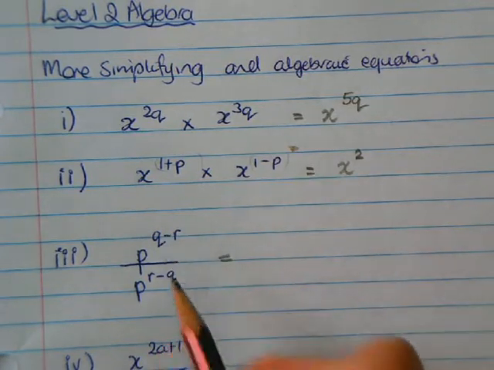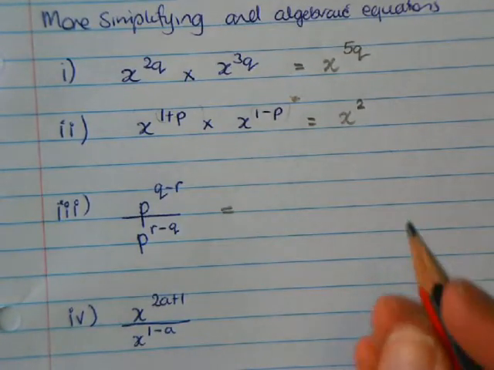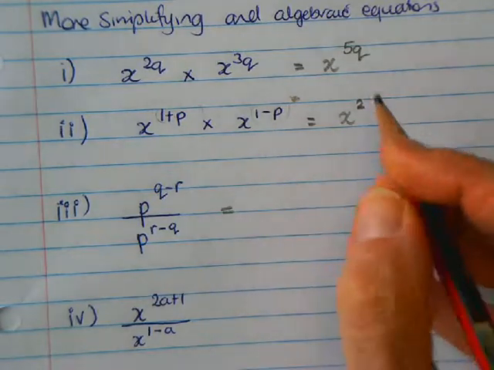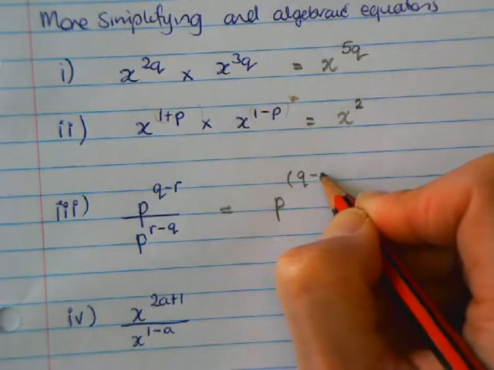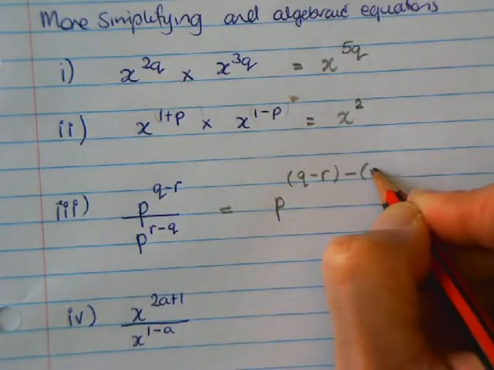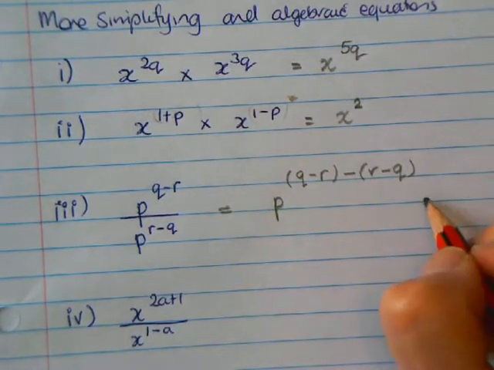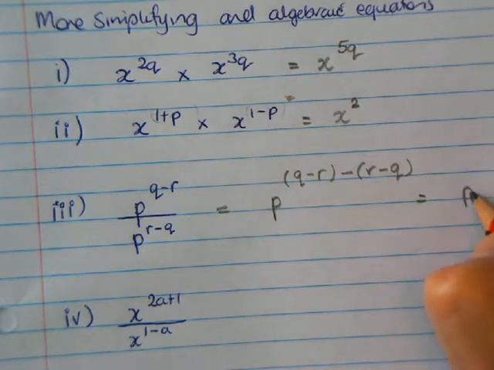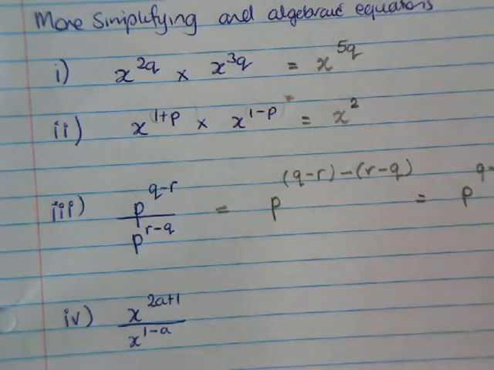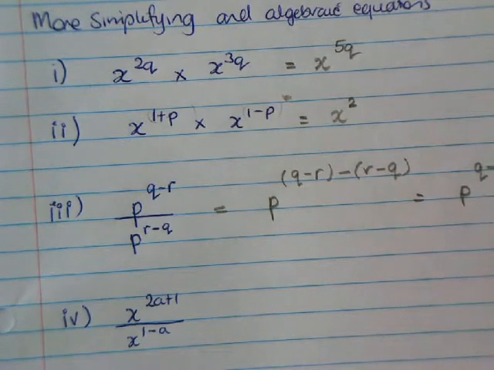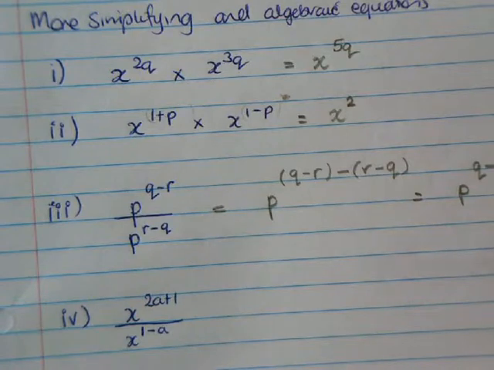This one here, when we're dividing, we must subtract the powers. So just to really make it clear, we've got p to the power of (q minus r) minus (r minus q), which really means p^(q minus r plus q). So really that's p^(2q minus 2r).